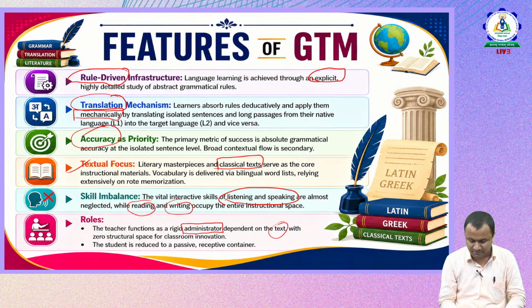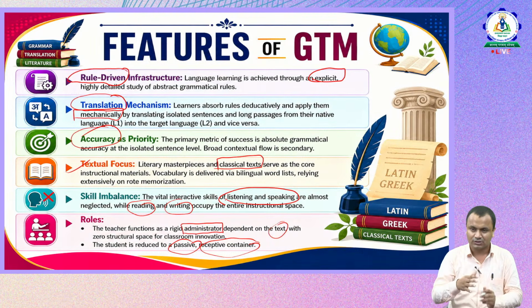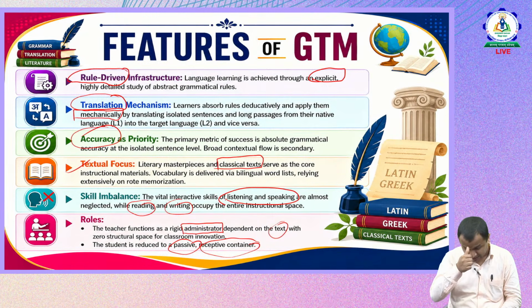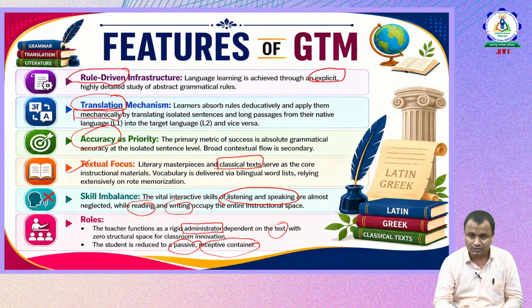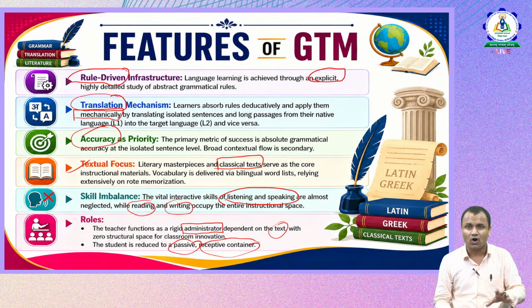Student acts as a passive receptive container. So we pour the knowledge into that receptive container. So student is passive, teacher is active in the sense of transferring the content through rules, through textbook, through translation. So teacher is active, whereas the student is a passive, receptive container, when we deliver the topic through the GTM. So these are the core features of grammar translation method.